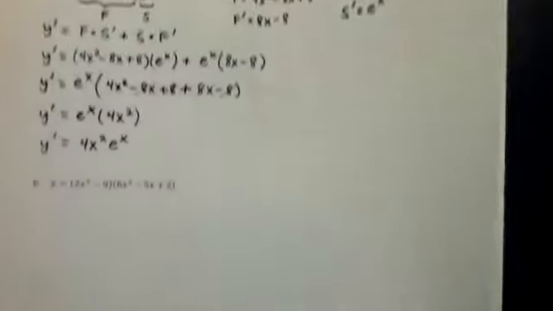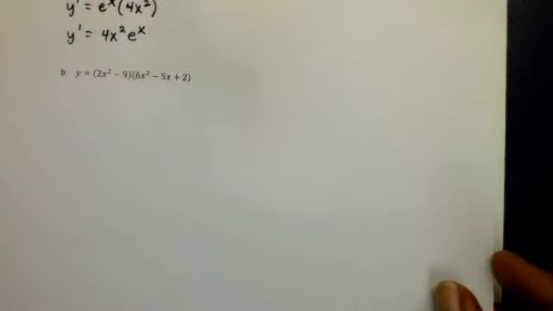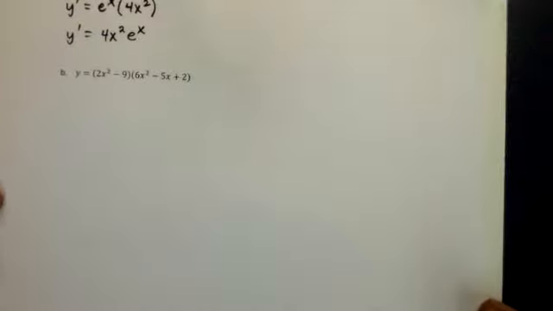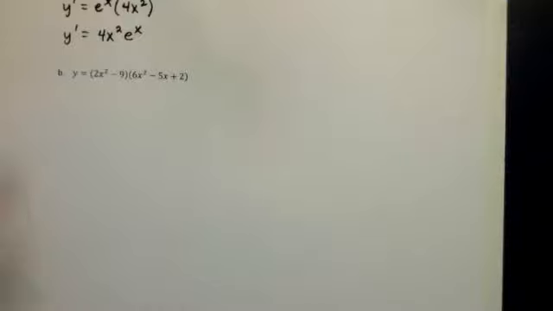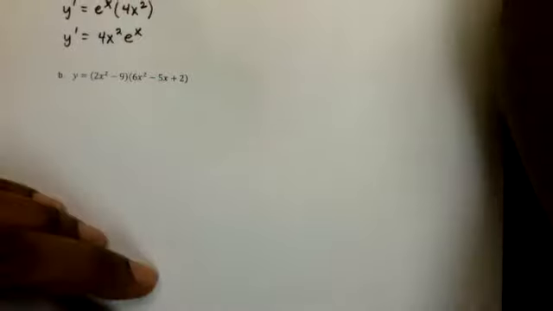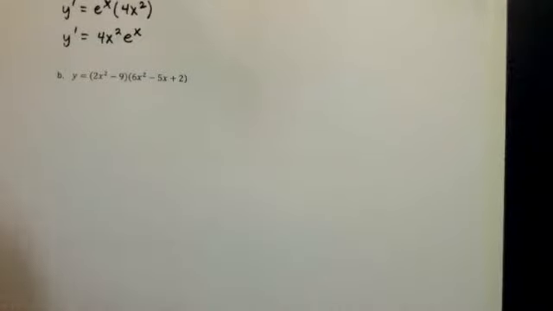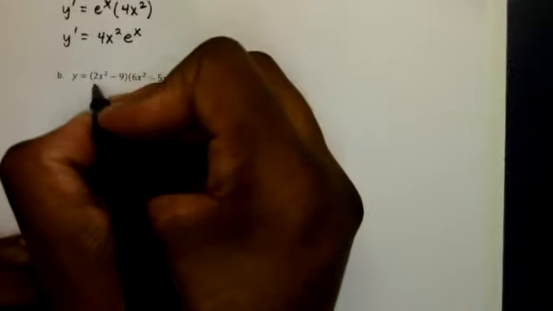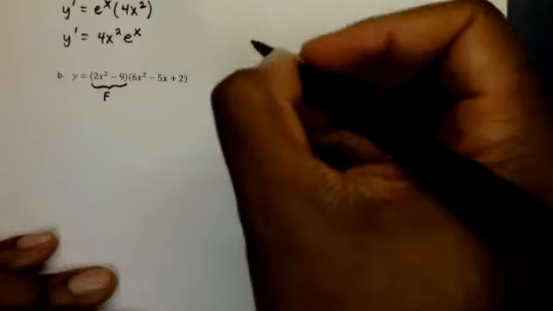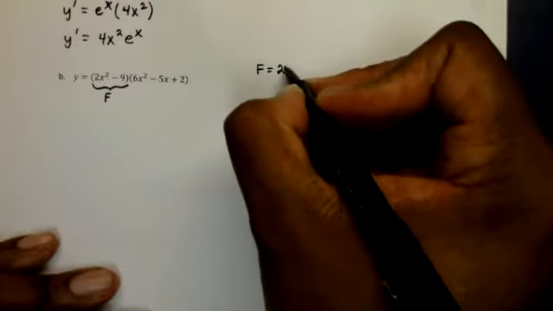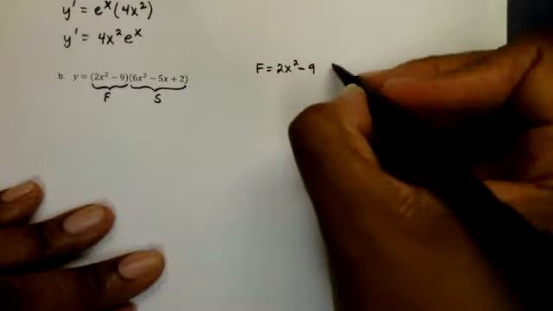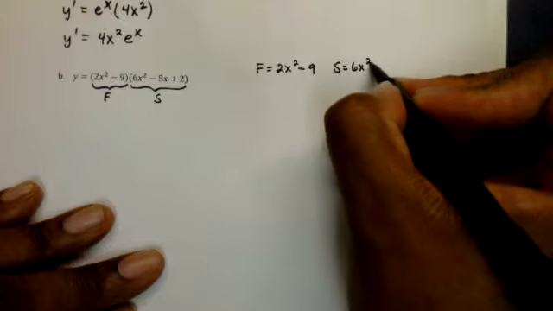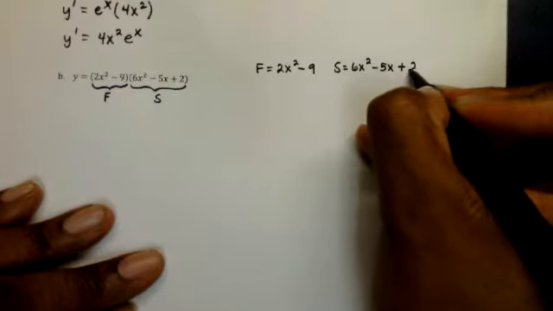Okay. Right, here's another example. Let's say we had something like this. Y is equal to 2x squared minus 9 times 6x squared minus 5x plus 2. And I want to find the derivative of that function using the product rule. Here I have two functions that are products of each other. So the first term would be the 2x squared minus 9. And then the second term would be that 6x squared minus 5x plus 2.